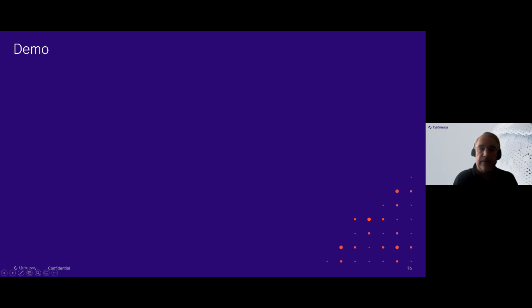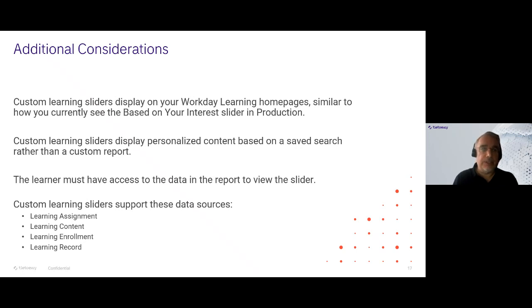Let's check what I have in the slides. So again, additional considerations. It's similar to other sliders. And then again, remember it's using a saved search. There you have to use a saved search. And of course the learner must have access to see the data that you want to display in this slider. And the data sources that are supported now are also listed here.